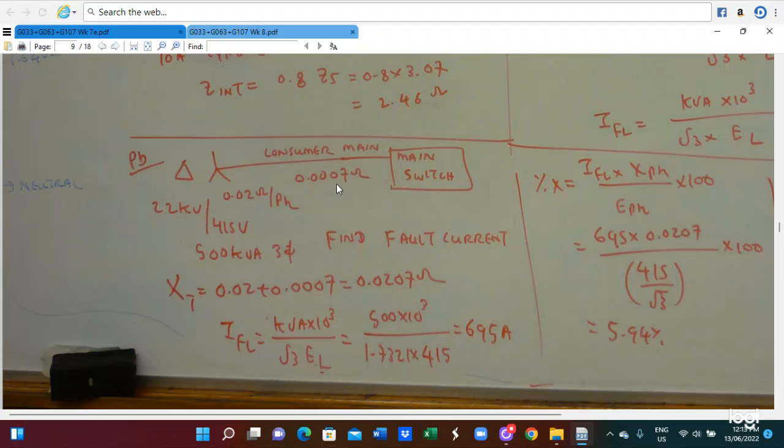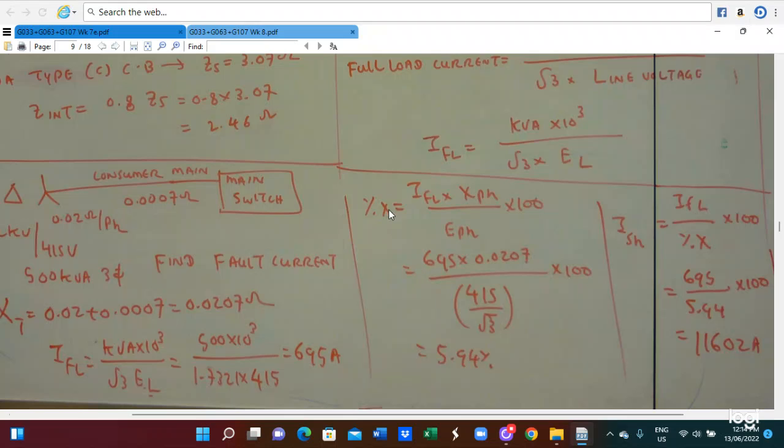The consumer mains is 0.0007 ohm, and the supply is 0.02 ohm per phase. A 500 kVA, 3 phase supply transformer is used, primary 22 kilovolts, secondary 415 volt. We have to find the fault current. So Z_T is determined as 0.02 plus 0.0007, you get 0.0207 ohm. I_F is kVA multiplied by 10^3 divided by root 3 times E_S. So 500 into 10^3 divided by 1.732 multiplied by 415, you get 695 ampere.